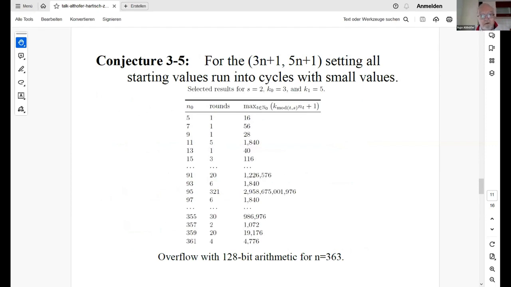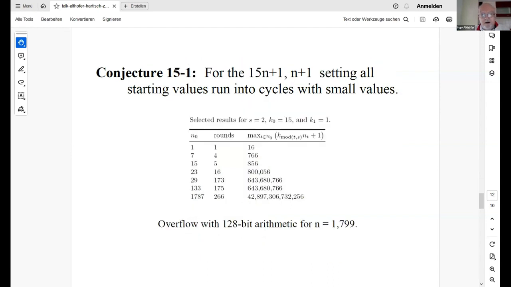And computations by Thomas Zipproth showed that for small n, it always converges to small numbers. But for 95 already, in between, you have almost 3 trillion before you finally come down. And with 128-bit arithmetic, we had an overflow problem for 363. Similar is the game 5n plus 1, 15n plus 1, another 2-round game. And here for 1787, we go up to 42 trillion.